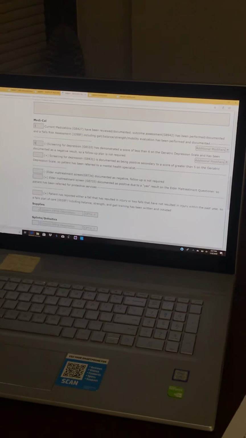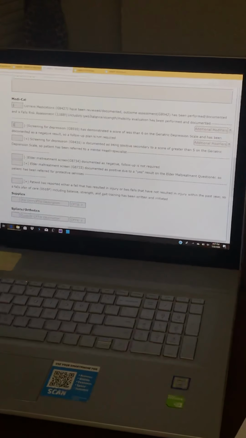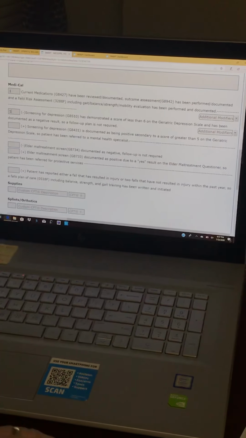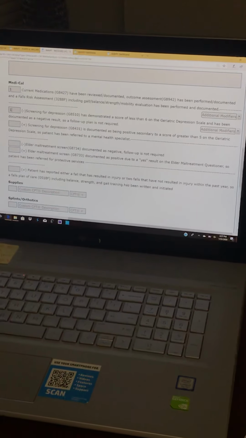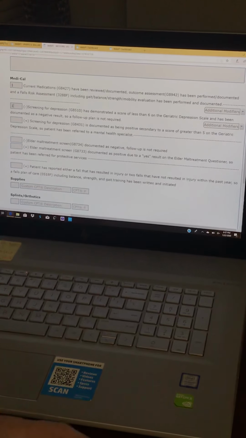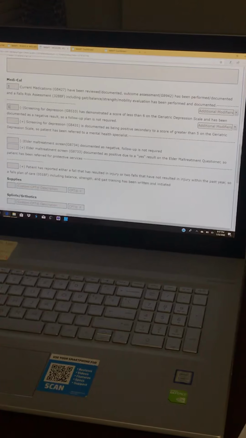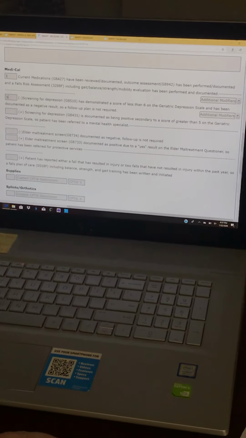You could also document in the chart elsewhere that the benefits of exercise have been discussed to help with depression, the benefits of sleeping at least an 8-hour duration, nutrition, those types of things. So if somebody is positive for the depression screen, we do want to intervene and we want to document that intervention.